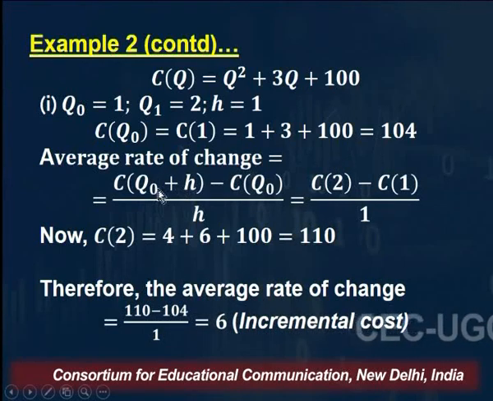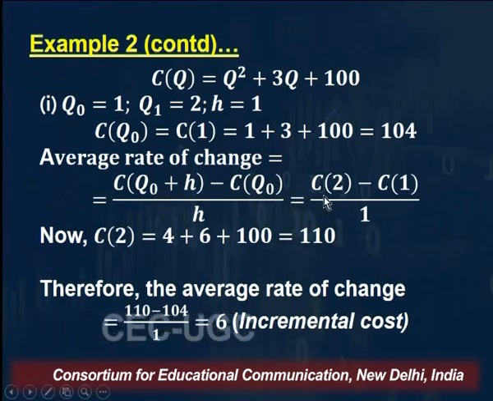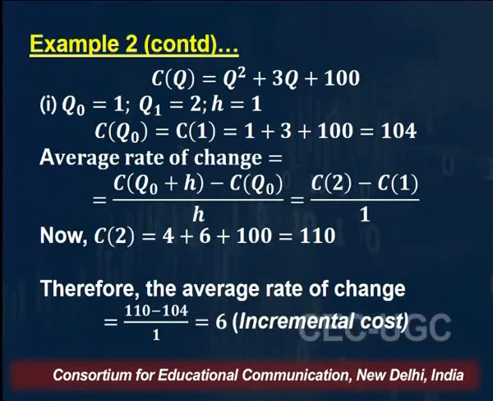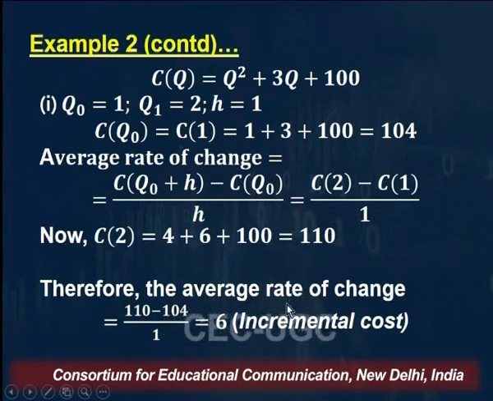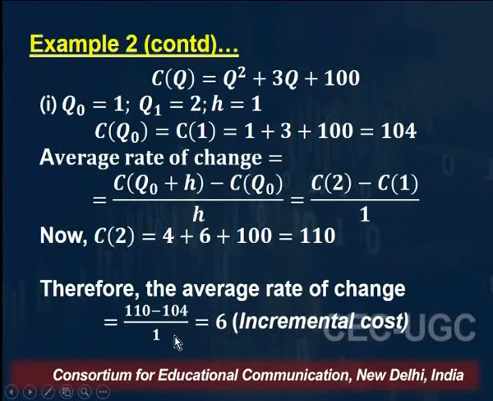The average rate of change is C of Q naught plus H minus C of Q naught. So C of Q naught plus H is nothing but C of 2, the total cost associated with producing 2 t-shirts. So C of 2 minus C of 1 divided by 1. C of 2 is nothing but 2 squared plus 6 from the cost function plus 100. So that's going to be 110. That then gives us the average rate of change: the value of the new cost, 110, minus 104, the cost of producing 1 unit, divided by 1, because H is 1 here. That gives you 6.